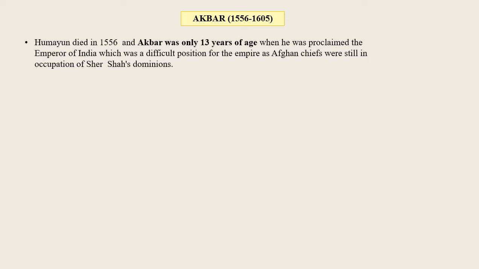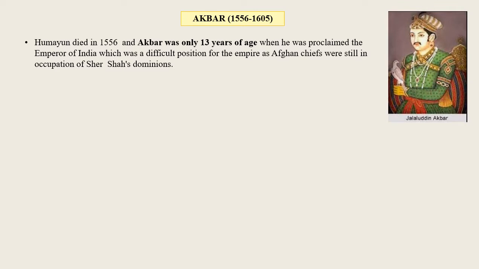Akbar, 1556 to 1605. Humayun did not live long to consolidate his power. In 1556, he died from a fall from his library building in Purana Qila, Delhi. Akbar was only 13 years of age when he was proclaimed the Emperor of India. It was a difficult position for the empire. The Afghan chiefs were still in occupation of a greater portion of Sher Shah's dominions. However, Bairam Khan, Akbar's tutor and his father's trusted officer, rose to the occasion. He became the regent and looked after the kingdom until 1560.